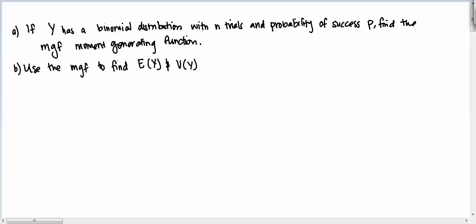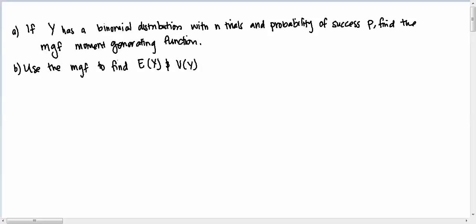I'm going to do a derivation for the moment generating function for a binomial distribution. And also, in part B, I'm going to use the MGF, and this is kind of the beauty of it all, to find the mean and the variance of a random variable with binomial distribution.